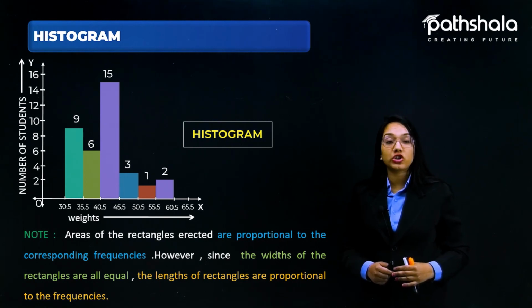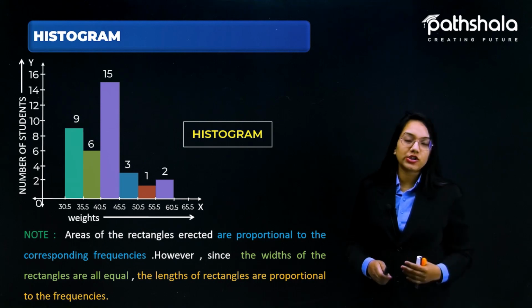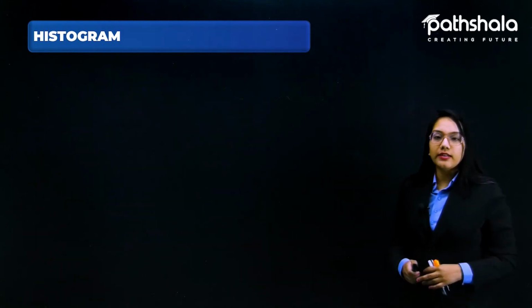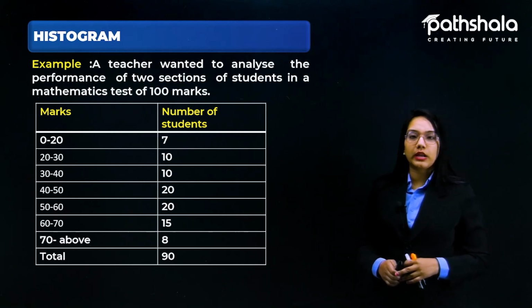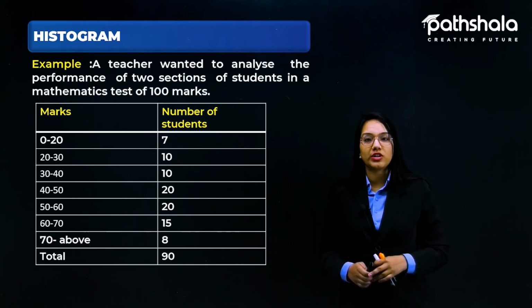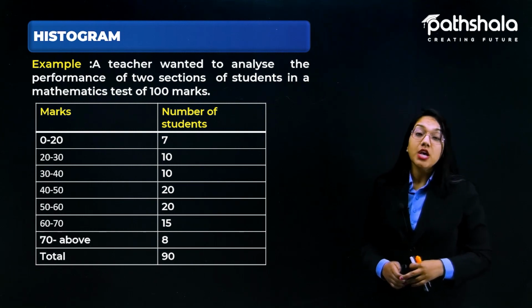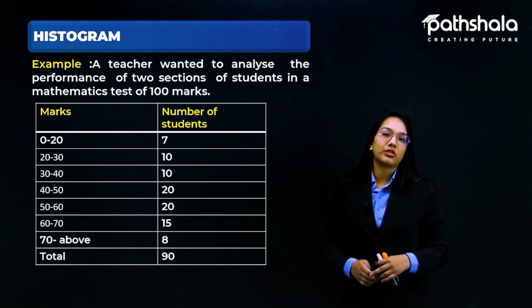So what can we do for such a type of histogram? Let's take an example for that. Let us suppose we have a teacher who wanted to analyze the performance of two sections of students in a mathematics test of 100 marks. So this is the type of question that we have.